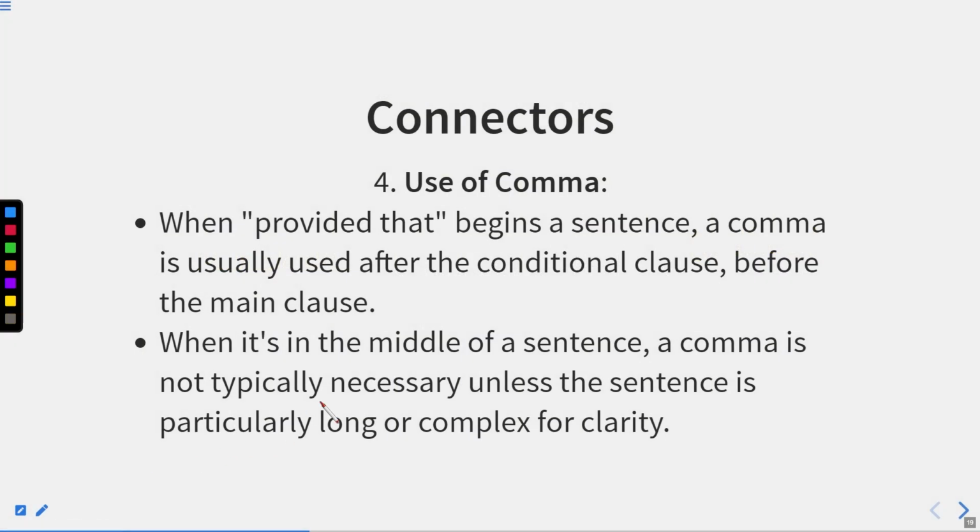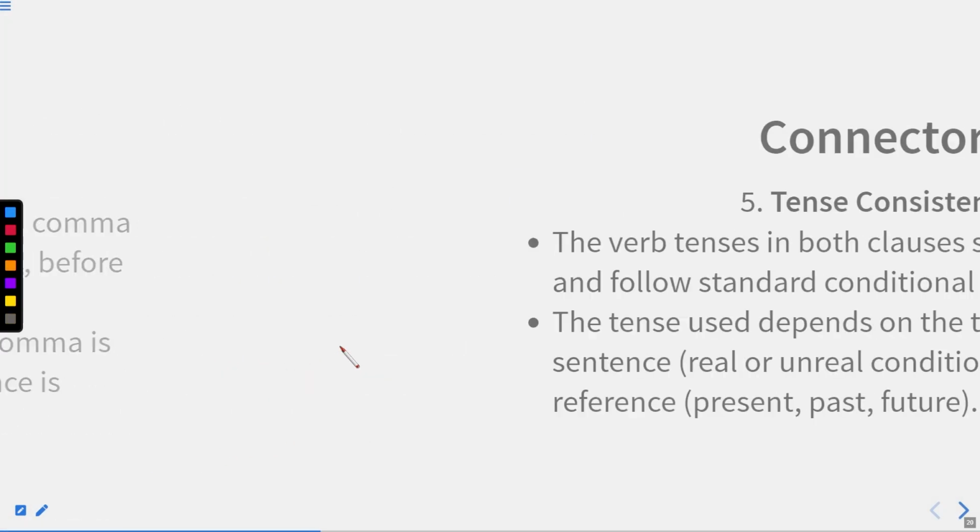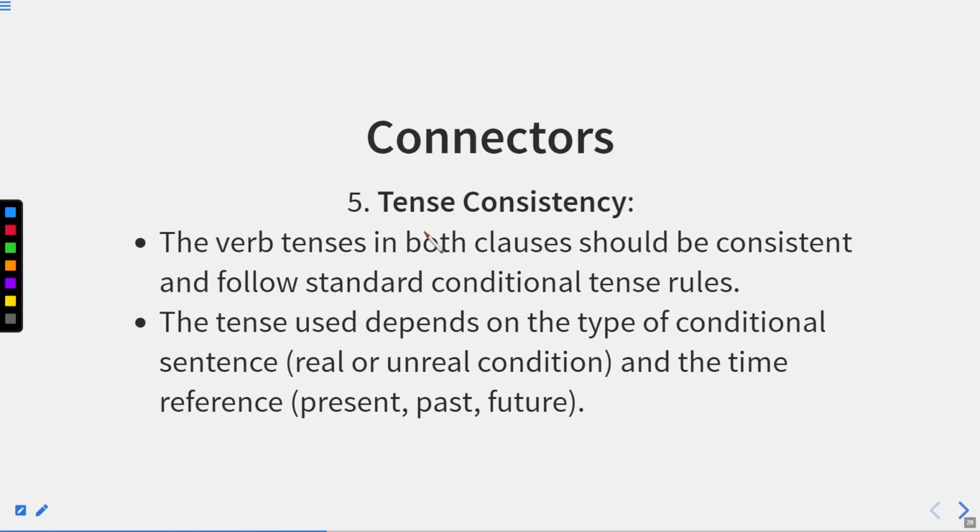Now let us get back to our sentences. First of all, the fifth one is tense consistency. The verb tenses in both clauses should be consistent and follow standard conditional tense rules. Okay, we have already learnt the conditional rules of tenses. It means the conditions can be formed by having these two situations only.